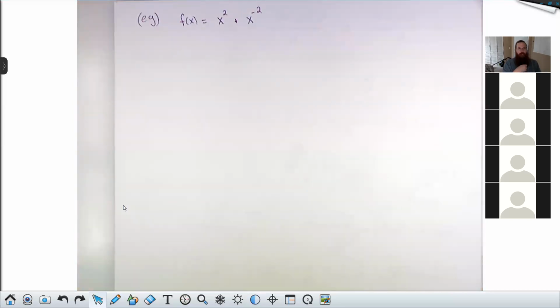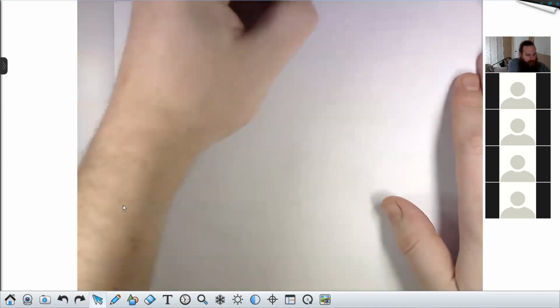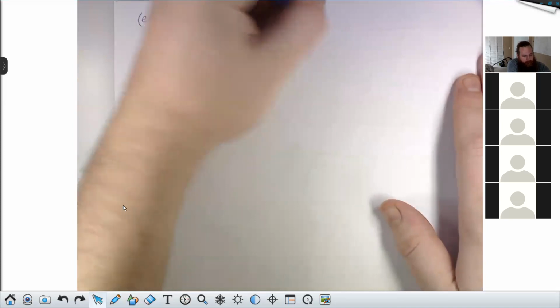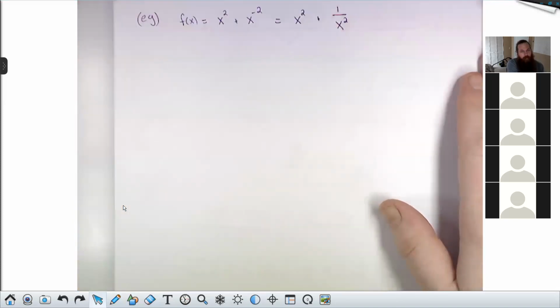So here I have f of x is x squared plus x to the negative 2. So x to the positive 2 plus x to the negative 2. I can't combine these. They're not like terms. One thing you can always do with a negative exponent is rewrite it using positive exponents. So the x squared stays x squared, but x to the negative 2, I could rewrite that as the reciprocal of x squared, like this.